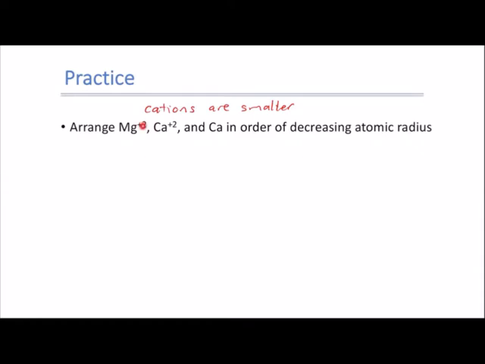But we can see we have a +2 charge and a +2 charge. So then we have to look at their location on the periodic table. Calcium is right underneath magnesium. Calcium is one principal quantum number larger than magnesium. So therefore, the calcium ion is still going to be larger than the magnesium ion. So when I arrange it, from the largest one, the neutral calcium, to the second largest, the calcium ion, to the smallest one, the magnesium ion.